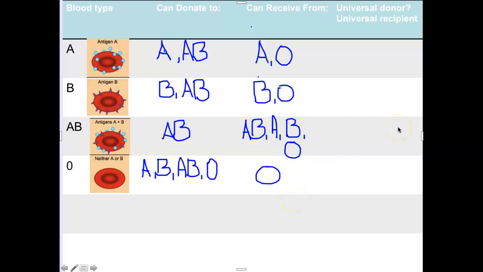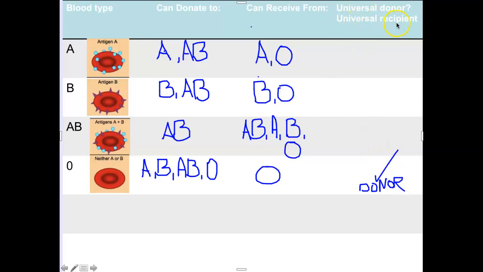So looking at the table here, what blood type is going to be considered the universal donor, right? Who can donate to anybody? And that's going to be our type O. This is our universal donor, right? Donate to anybody. And this is really difficult to write with.